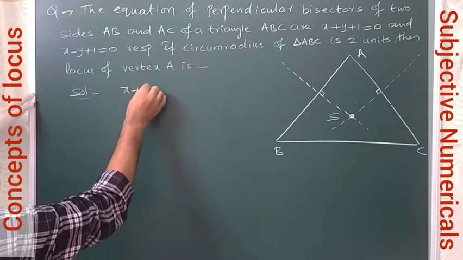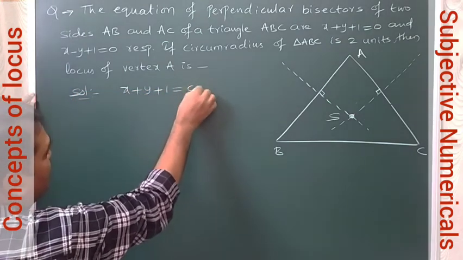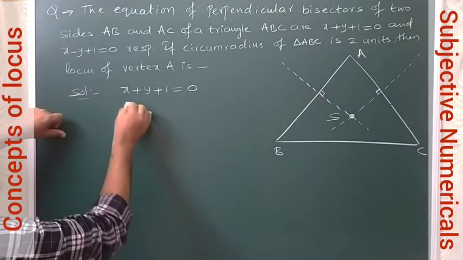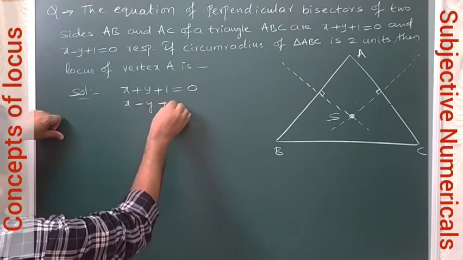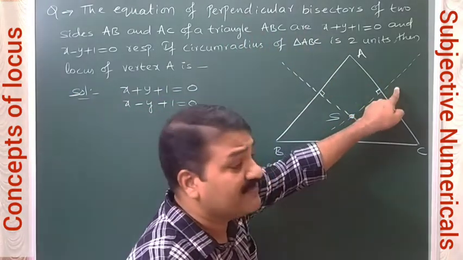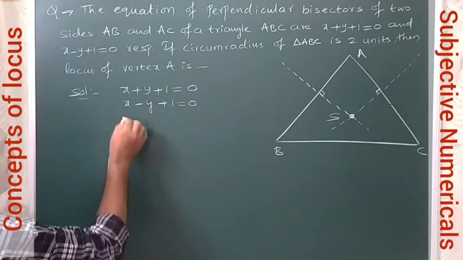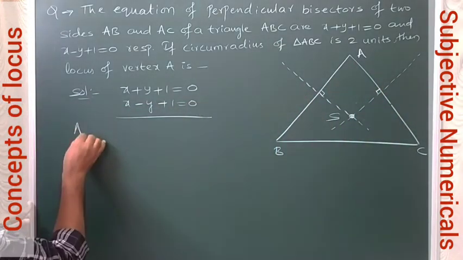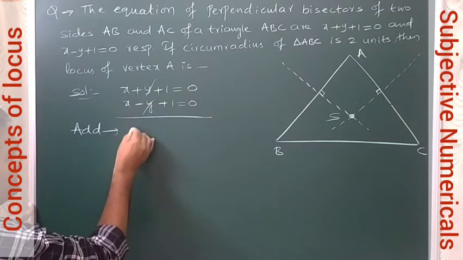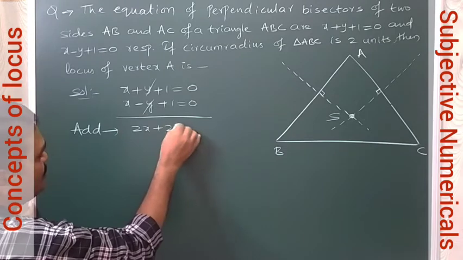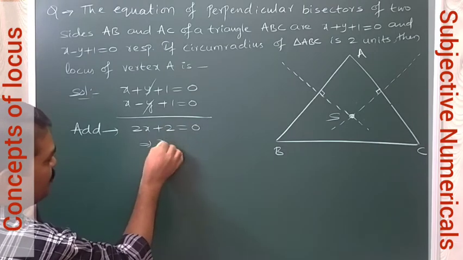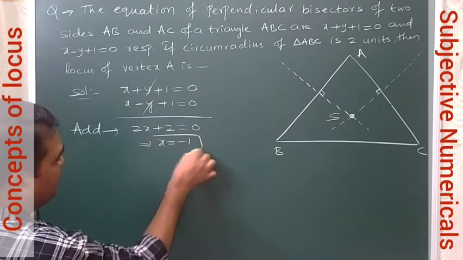So x plus y plus 1 is equal to 0. This is perpendicular bisector of AB. And x minus y plus 1 is equal to 0. This is perpendicular bisector of AC. Let us solve these two. So I am adding these two. Adding, plus y minus y cancel. So 2x plus 2 is equal to 0. So 2x is equal to minus 2. We will get x is equal to minus 1.